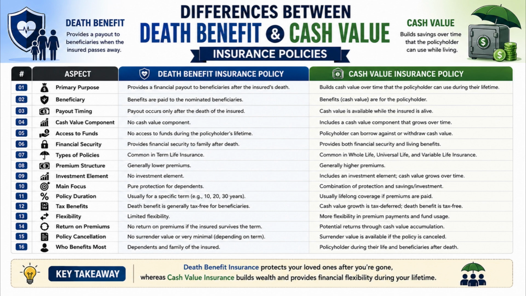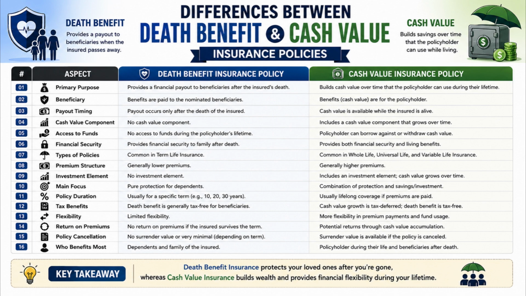Number 3. A death benefit is paid only after the death of the insured person, whereas cash value can be accessed while the insured is still living. Number 4. A death benefit insurance policy usually does not contain any cash value component, whereas a cash value insurance policy includes a savings component that grows over time.